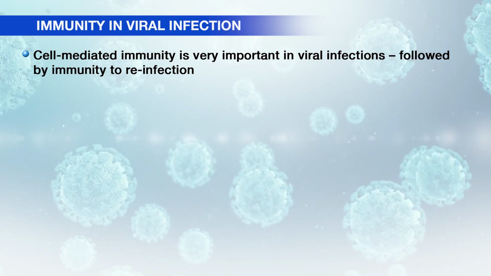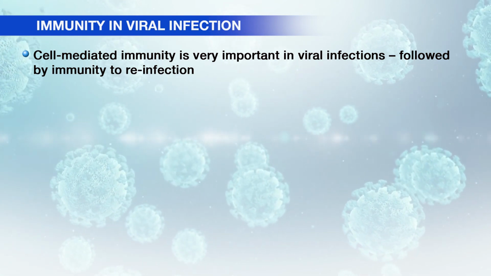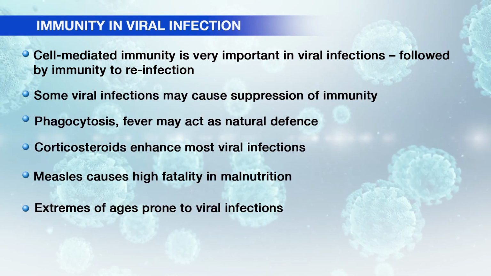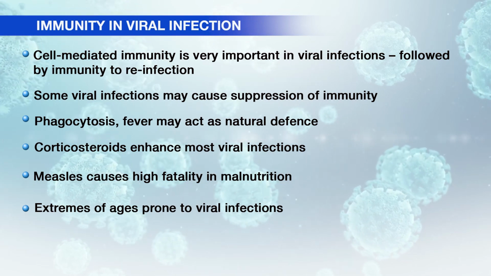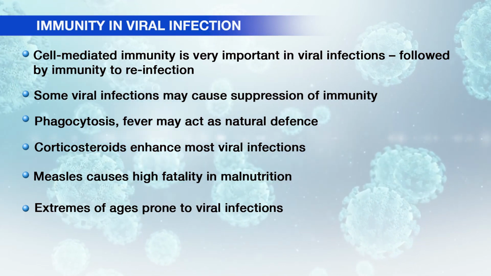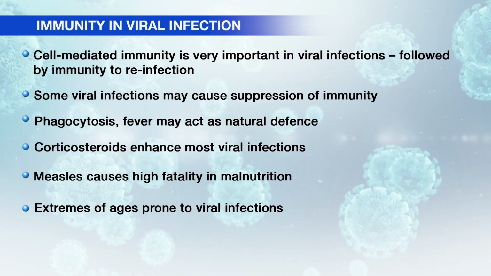Now, certain infections can also cause suppression of immunity. Other factors which we also see are phagocytosis and fever acting as natural defense, and corticosteroids enhancing those infections, like in measles, and even the role of malnutrition.